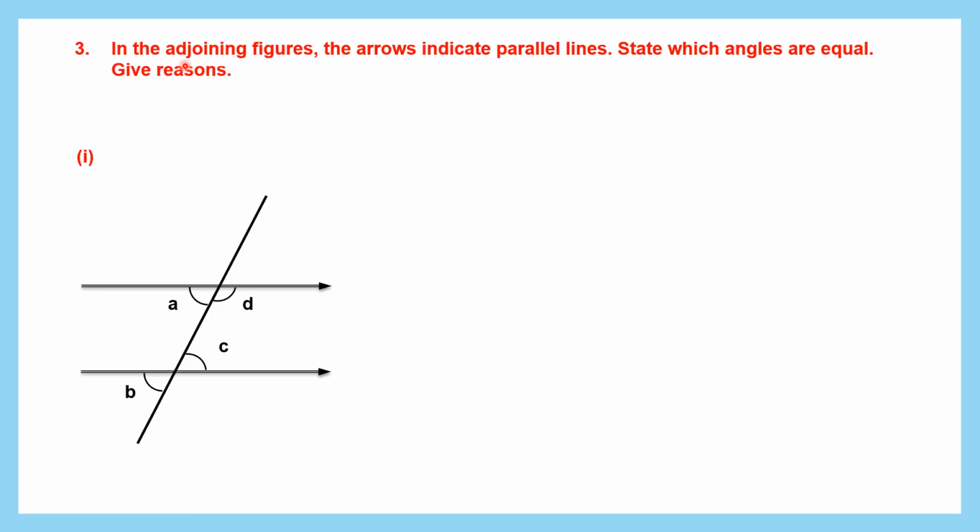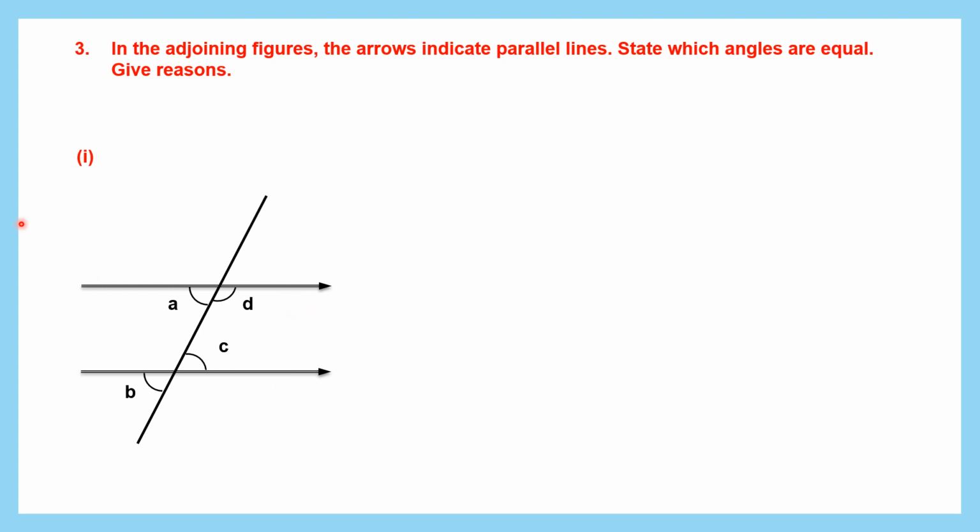Question 3. In the adjoining figures, okay, so this is the first one, there are more figures. The arrows indicate parallel lines. So can you see these arrowheads? That means these two lines are parallel lines. State which angles are equal and give reasons. Okay, so when a transversal cuts two parallel lines, 8 angles are formed and there are certain properties of those angles. So we need to say here which angles are equal.